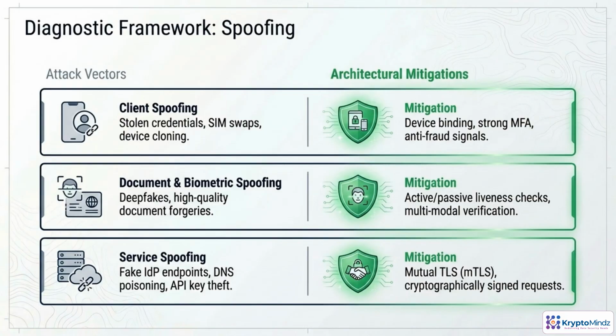For spoofing in identity systems, you're really defending on three fronts. First, client spoofing. Assume credentials, SIMs, and even devices will be stolen or cloned. You counter that with tight device binding, strong multi-factor authentication, and rich anti-fraud telemetry. Second, document and biometric spoofing. Deepfakes and high-quality forgeries demand active and passive liveness checks and multimodal verification, not just one selfie. Third, service spoofing. Protect machine-to-machine trust using mutual TLS and cryptographically signed API requests.